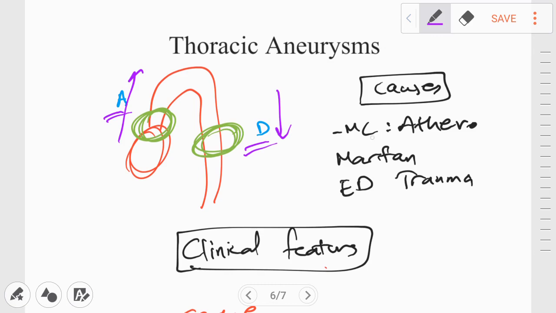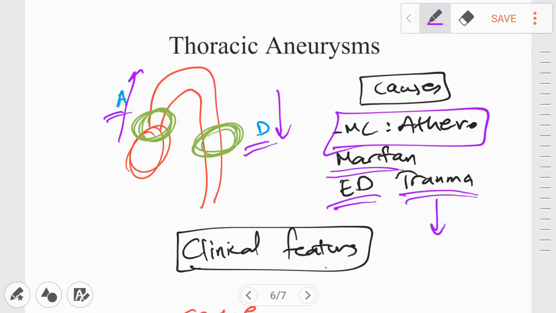The most common cause is atherosclerosis. There are other causes, like the collagen disorders that I mentioned before, Marfan syndrome and Ehlers-Danlos, or trauma, which causes what type of aneurysm? False. Correct.